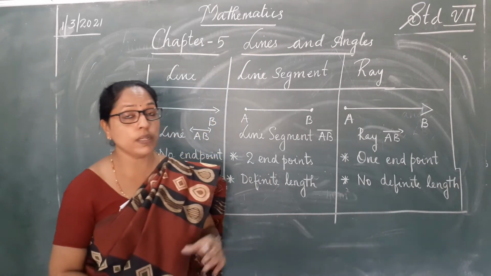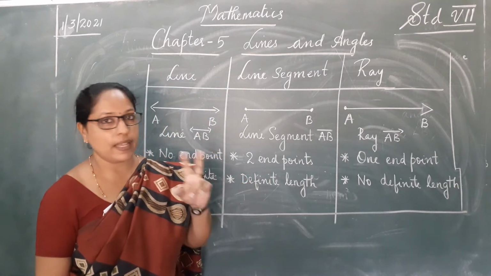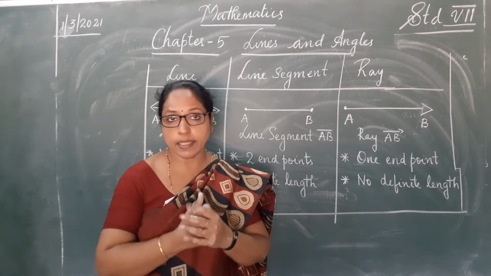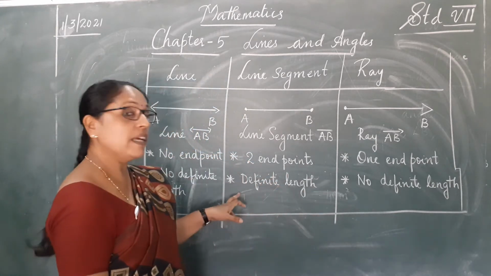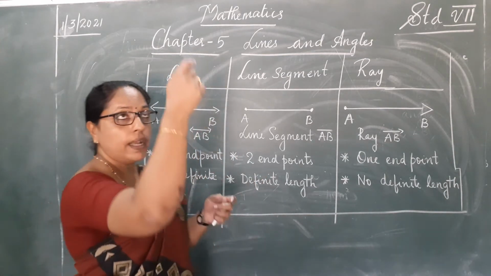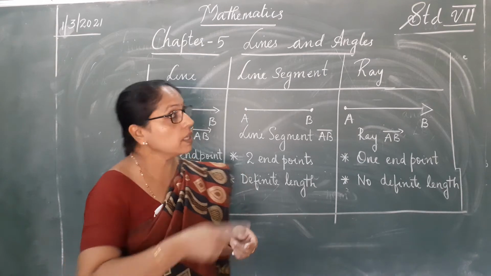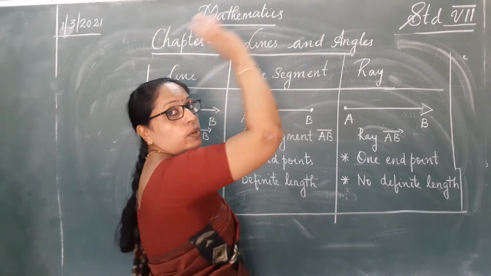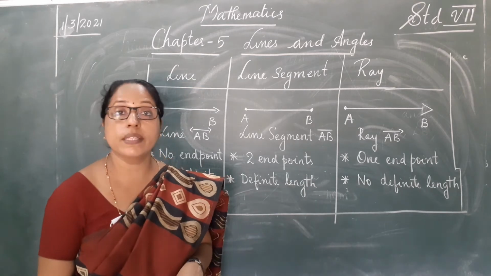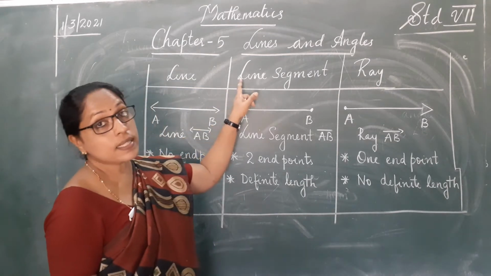So how many endpoints does a line segment have? Yes, it has two endpoints. Does it have a measurable length? Yes, it has a definite length. Examples for a line segment: edges of the notebook, edges of the blackboard, edges of the table. We can measure them. All these are examples for a line segment.